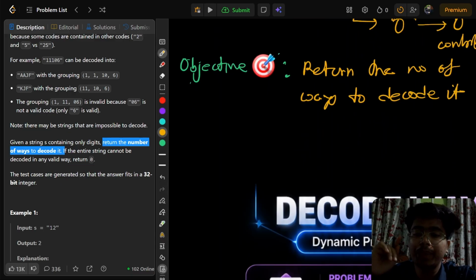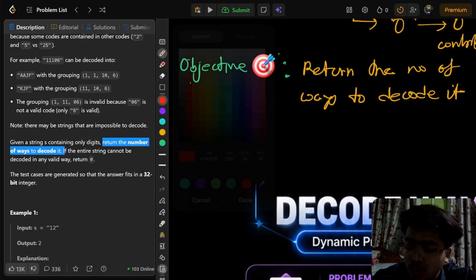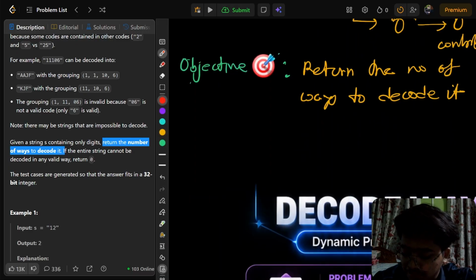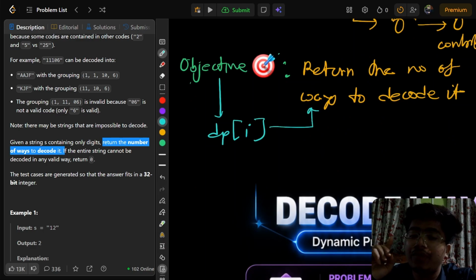And what becomes in dynamic programming is that our objective becomes our state. Because this is our objective, we define our state dp of i. So our state dp of i becomes this one. dp of i, the objective, becomes our state.